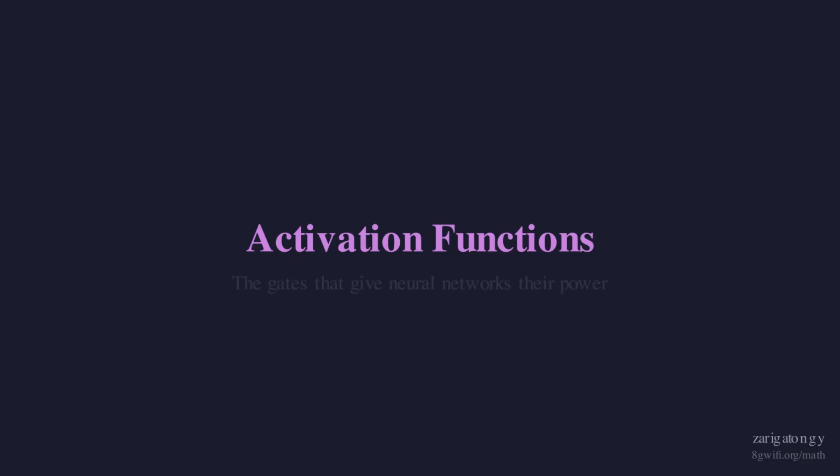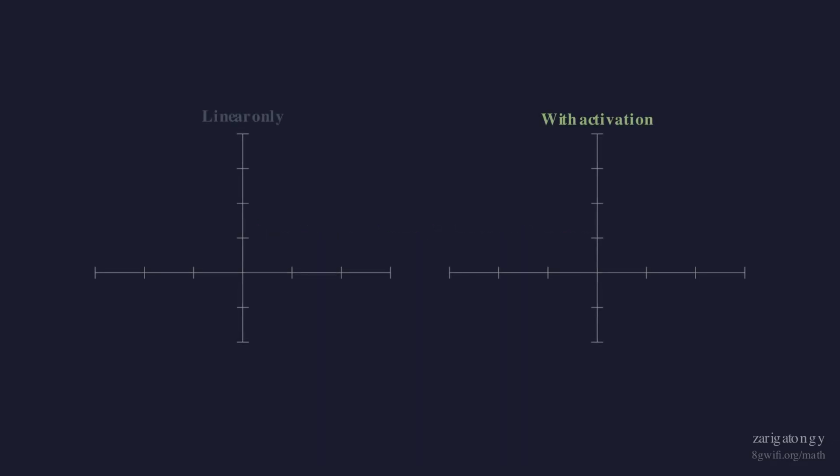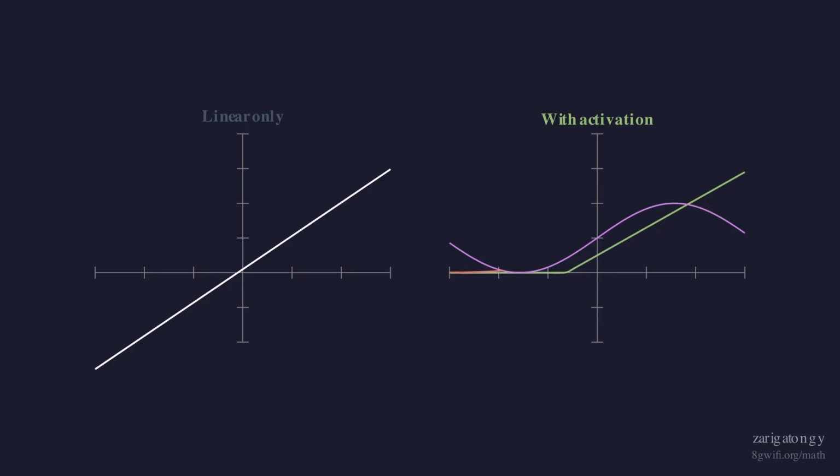Activation functions. The gates that give neural networks their power. Without them, no matter how many layers you stack, the network can only learn straight lines. Stack linear layers and you just get another straight line. 2 layers, 10 layers, 100, still linear. But add an activation function between layers, and suddenly the network can learn curves, bends, any shape.